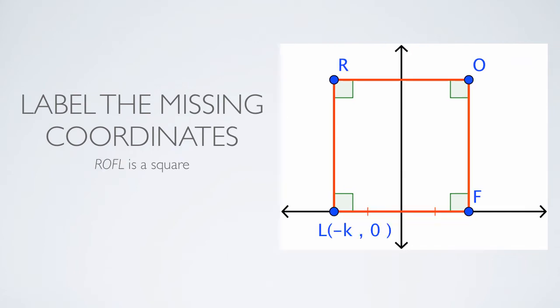Here we've got a slightly different example. Here we've got a square that kind of straddles the y-axis, and we've got a length here of k units. It's k in the negative direction, and because this is a square, it's given that this is a square, I know that this length is going to be 2k units tall. So the y-coordinate for R must be 2k. Likewise, since it's symmetrical over the y-axis, point F is (k, 0), and O is (positive k, 2k).